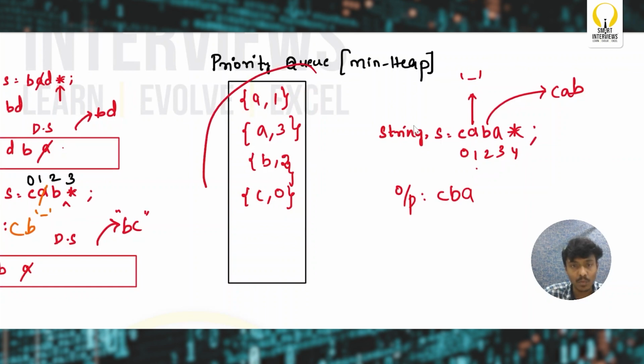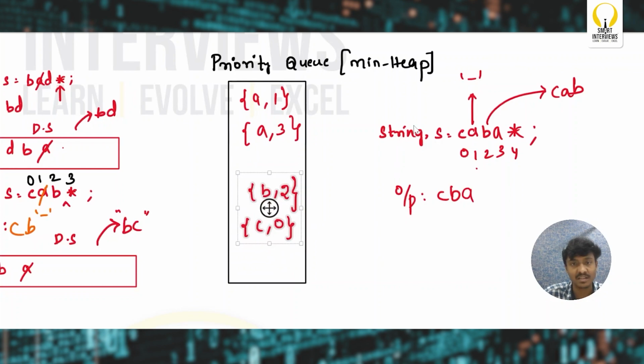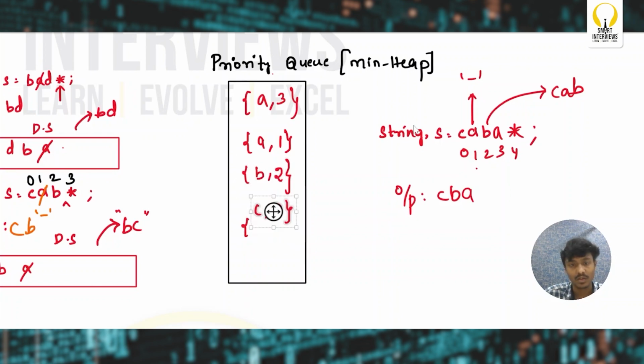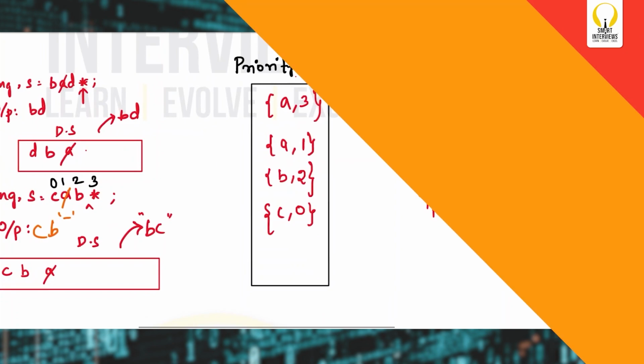Now I can slightly modify my data structure so that when I have the same characters, I want the bigger index to be at the top. So I will define my data structure in such a way that it will have A comma 3 at the top followed by A comma 1 at the end, because this is the first character that should be removed, then followed by this character, then followed by this, and so on. So if this logic is clear, let's dive into the coding part.